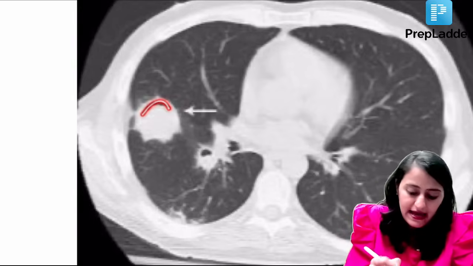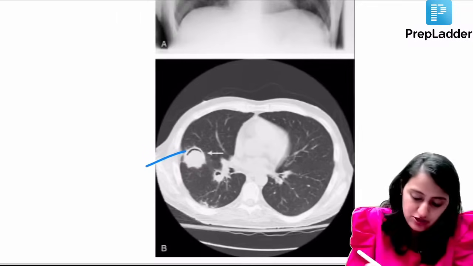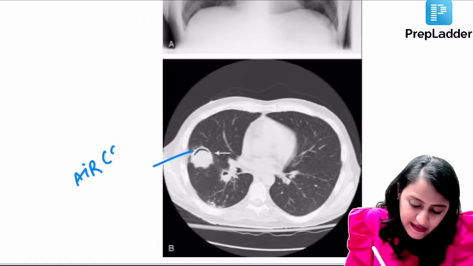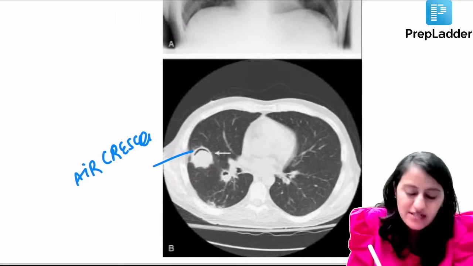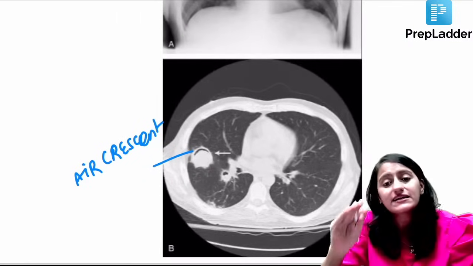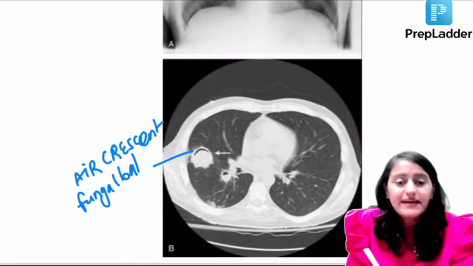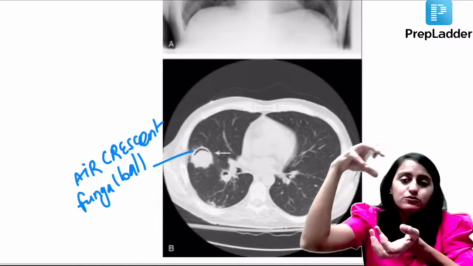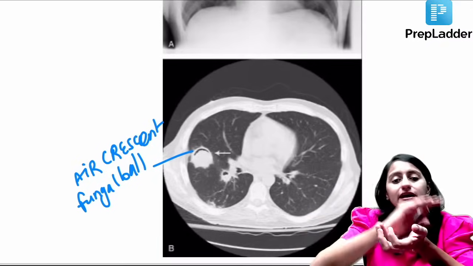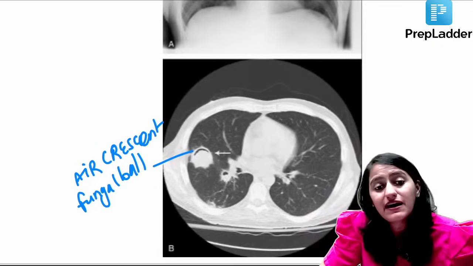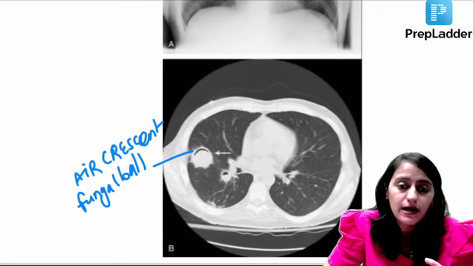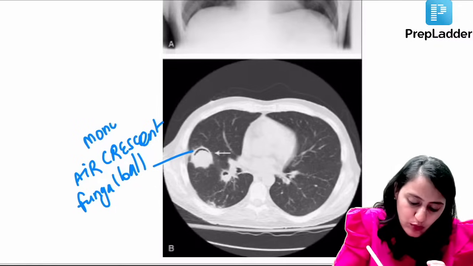This is the air in the shape of the crescent. So what is this sign? Air crescent sign. This is not air fluid level. This is air crescent sign, which is seen with fungal ball, right? TB ka patient hai, cavity hai, usme fungal ball aa gaya. The remaining air is a crescent. So air crescent sign, fungal ball, aspergilloma, right? This is also called as monod sign.